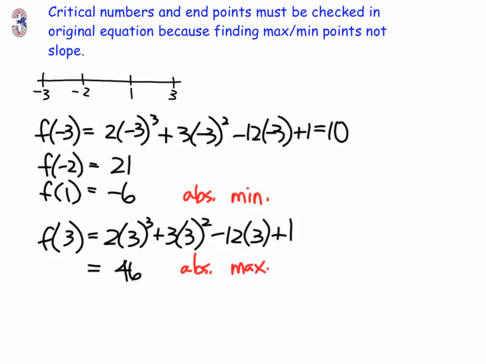So I notice if I plug in x equals -3 into the original equation, my y value is 10. If I plug in -2, my y value is 21. If I plug in my x value of 1, my y value is -6. And if I plug in 3, my y value is 46. So my absolute maximum point is at 3, 46, the ordered pair, and my minimum point is at 1, -6.